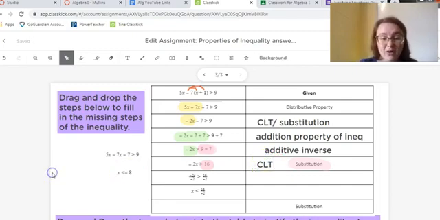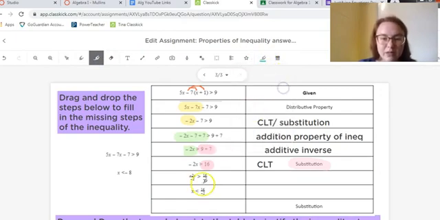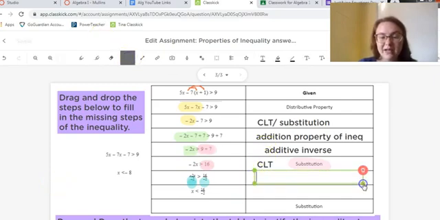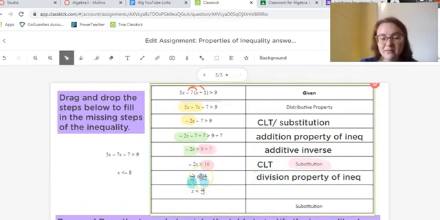All right, now I want to see, well, what makes this look different from this? What changed? Before, I just had a 16. Well, now look, I have 16 divided by negative 2. I used to just have -2x. Well, now I'm dividing by negative 2. Okay? So what property says that I want to divide by something on both sides? Well, that's the division property of inequality, because I divided on both sides.